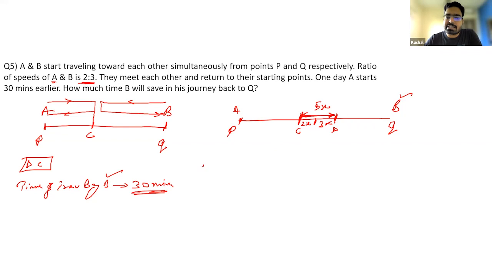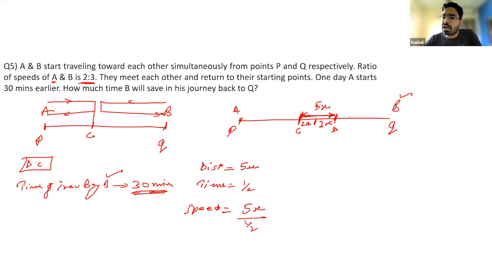So for distance being 5x, time of travel was 30 minutes. 30 minutes, let me call it half an hour. Doesn't matter. You can keep it at 30 minutes as well. So what will be the speed? Speed would be 5x distance upon time. So 5x divided by 1 by 2. This will be the speed.